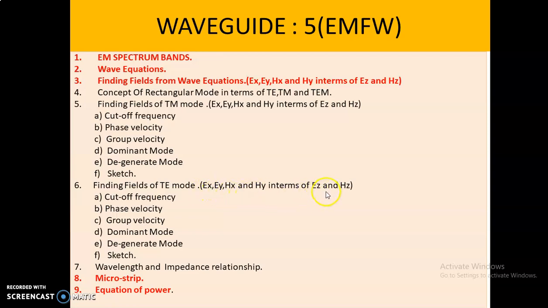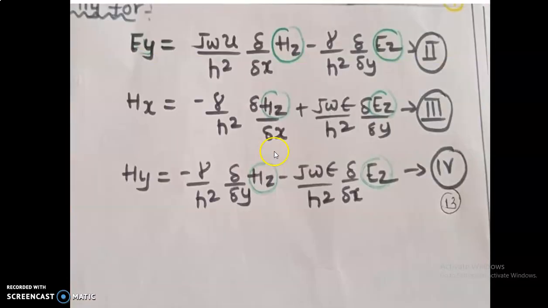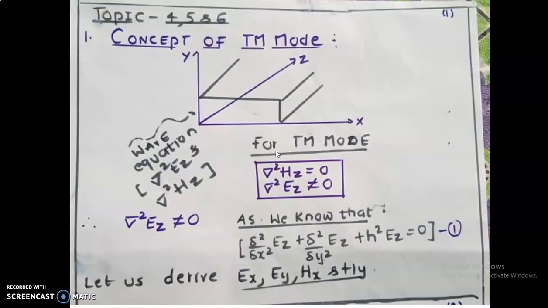So, let us start our derivation from TM mode. If you observe the TM mode, our main intention is to find Ex, Ey, Hx and Hy in terms of Ez and Hz. For that, let us take a rectangular waveguide. I already discussed this, and the wave equation enters the rectangular waveguide. As we know, the wave equation is del square Ez and del square Hz, because Z is the direction of propagation.